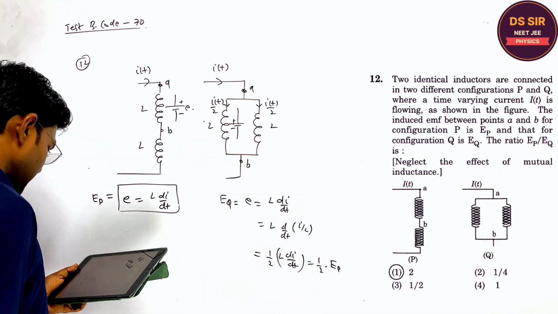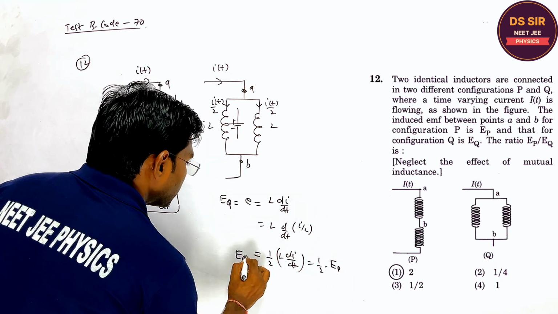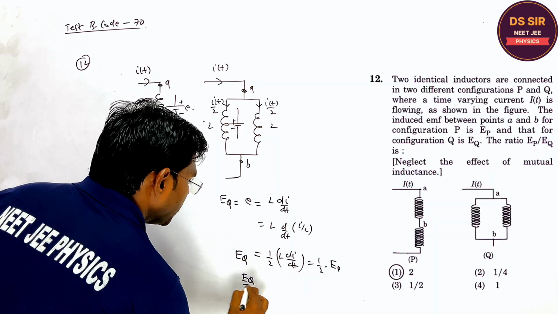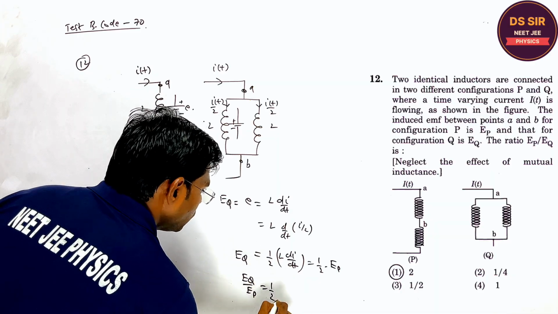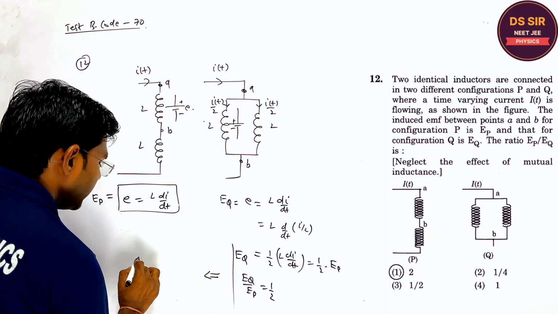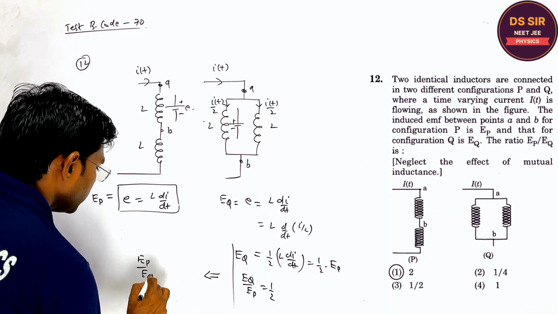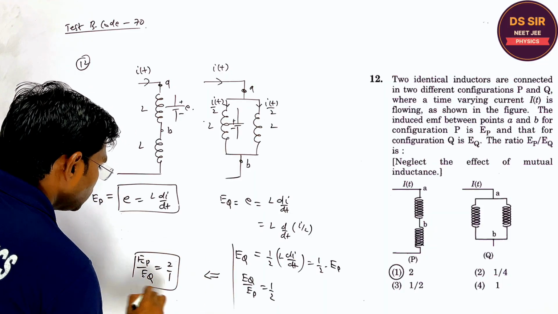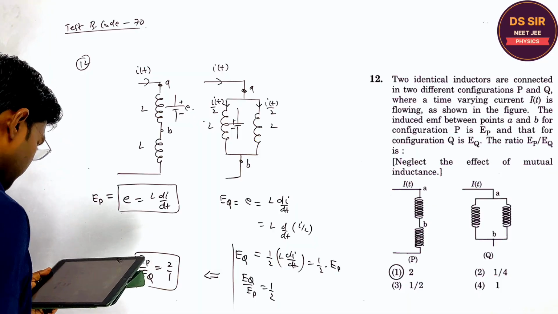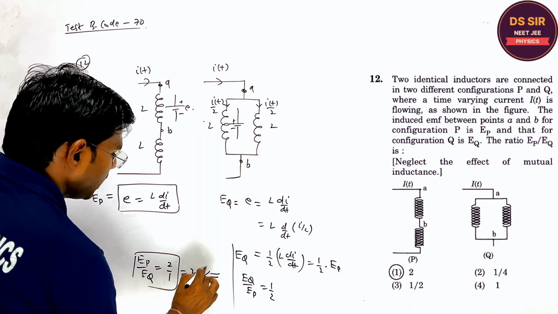What are they asking? They are asking EQ upon EP, which is equal to 1 by 2. So therefore EP upon EQ is equal to 2:1. So which option is the correct option? The first option is the correct option.